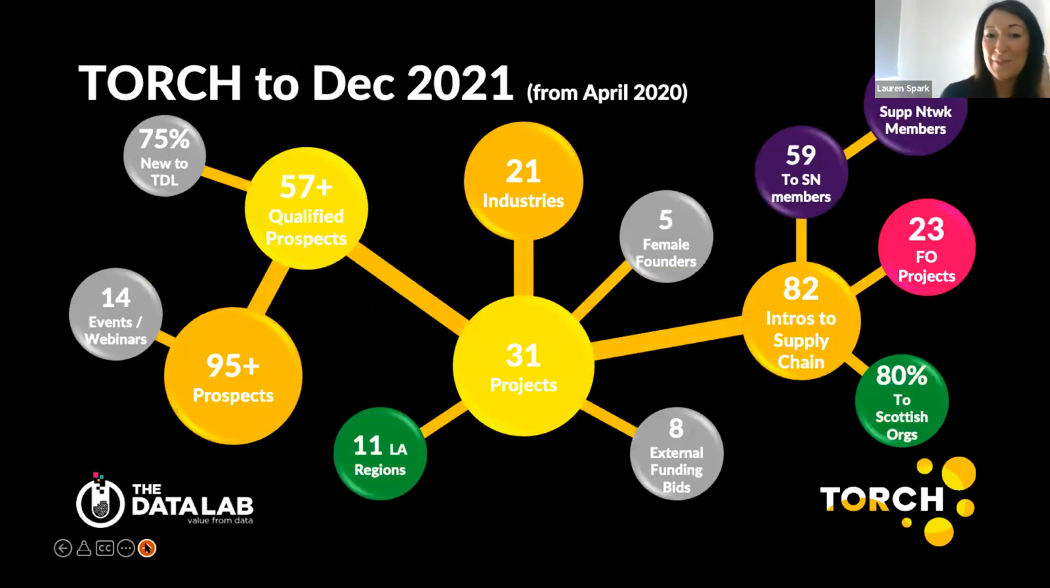Next slide, please. So just a very brief overview of some of the organisations and industries we've supported. As Karen mentioned, the Data Lab is across all industries. So we've delivered 31 projects so far, 21 industries, and into our supply chain there's been 82 introductions to help about 80% Scottish organisations achieve what they were looking to do.